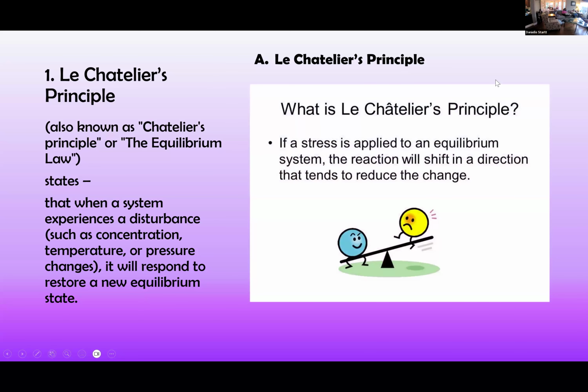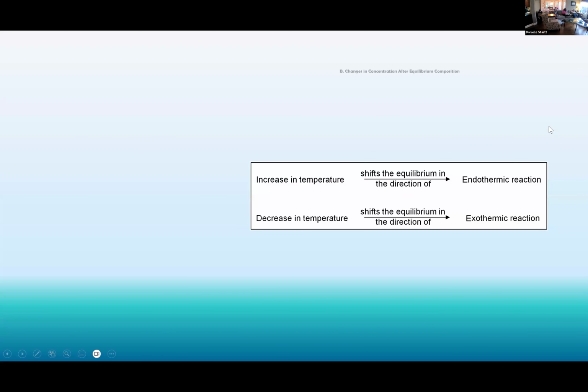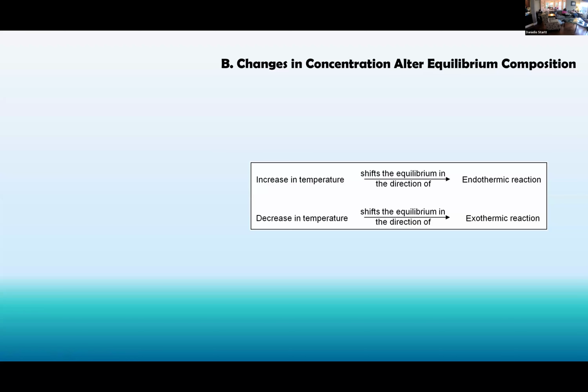All right, so what's Le Chatelier's principle? If a stress is applied to an equilibrium system, the reaction will shift in a direction that tends to reduce the change. Like a seesaw, he's tossing him off. Poor little guy. So, changes in concentration alter equilibrium composition.